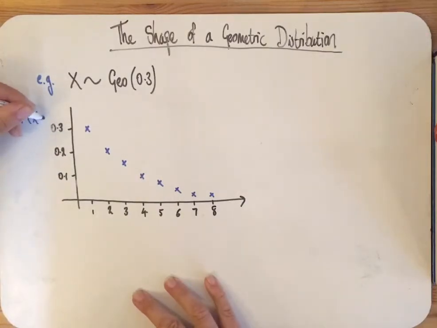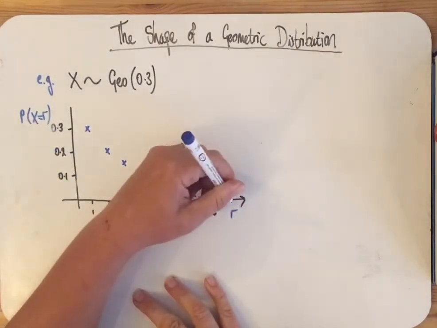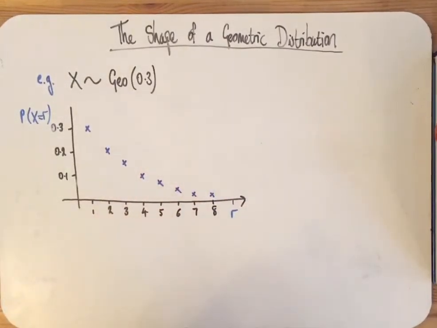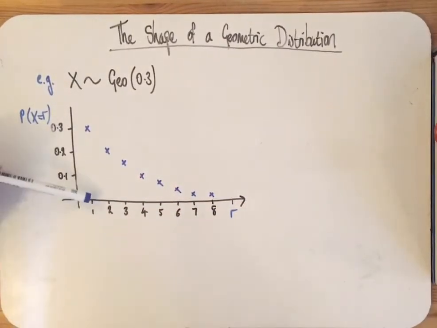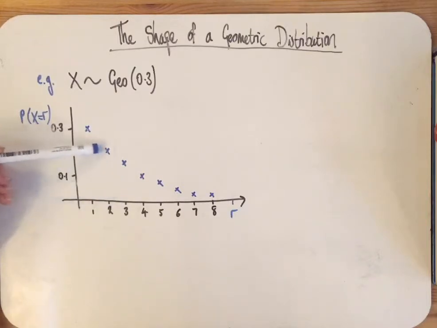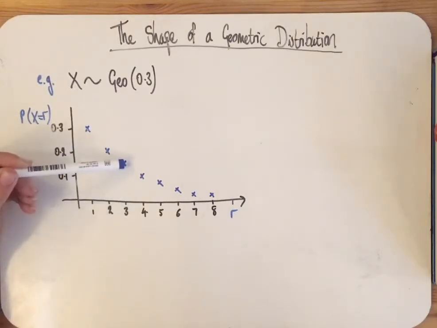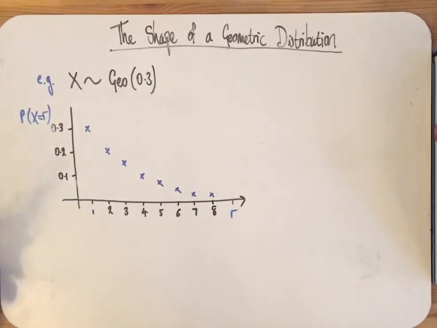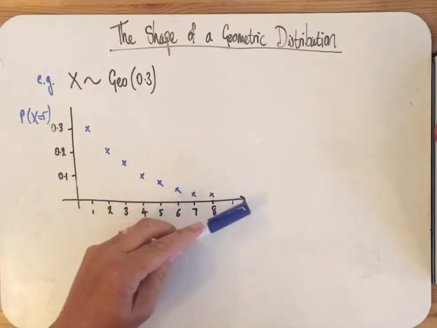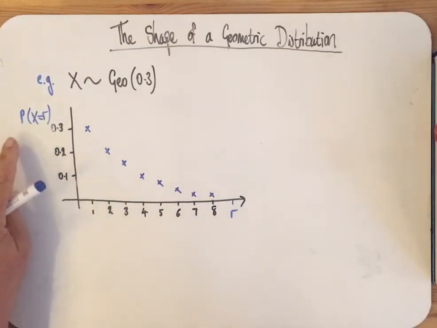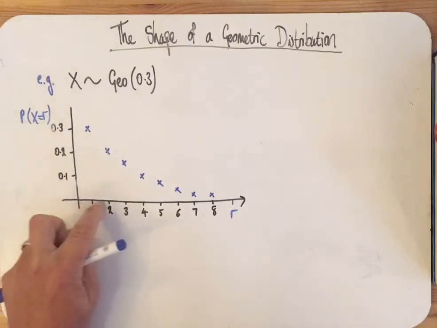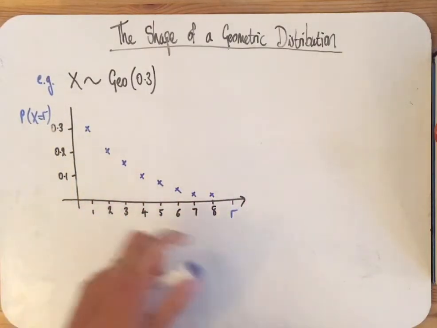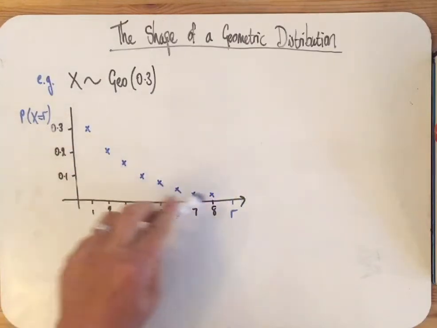So if we start with the shape, if X is geometrically distributed with p equal to 0.3, then this is the probability that X equals r, and these are your values of r. Obviously this keeps going on, so it's an infinite distribution. The probability X equals 1 is 0.3. The probability X equals 2 is 0.7 times 0.3, so you get 0.21. And then timesing by 0.7 each time, your shape will come down roughly like this.